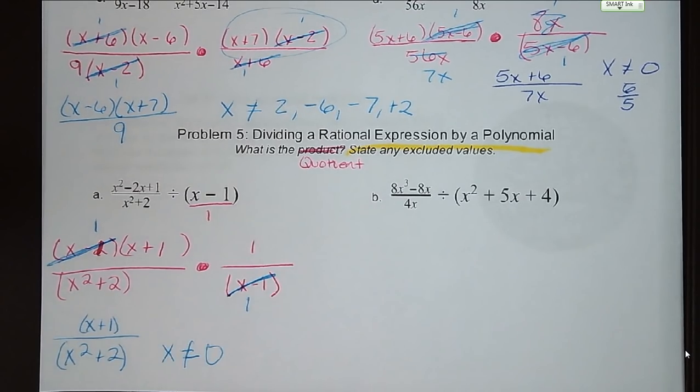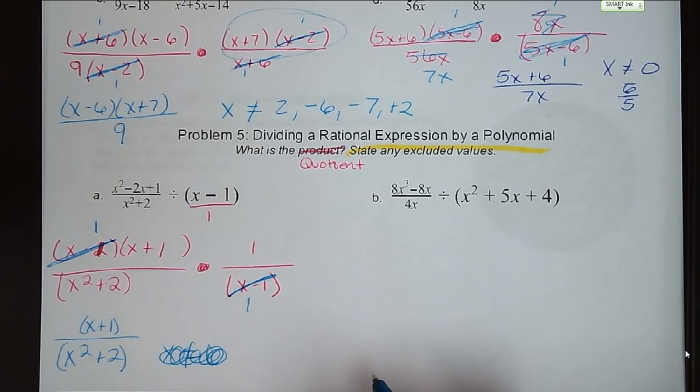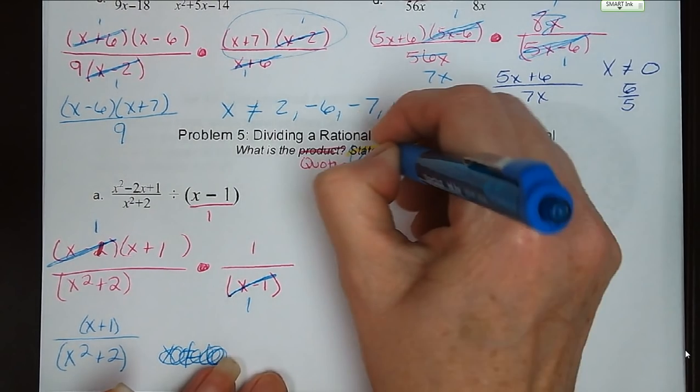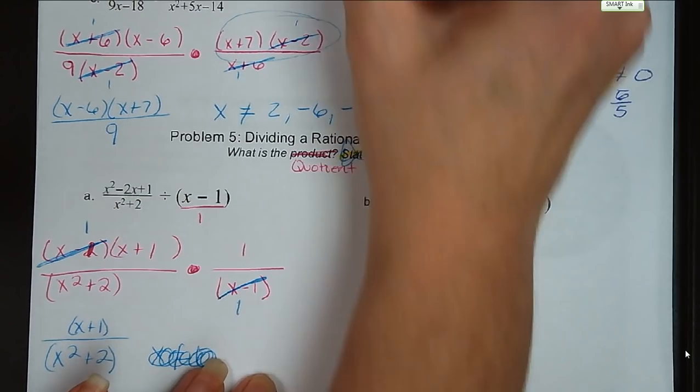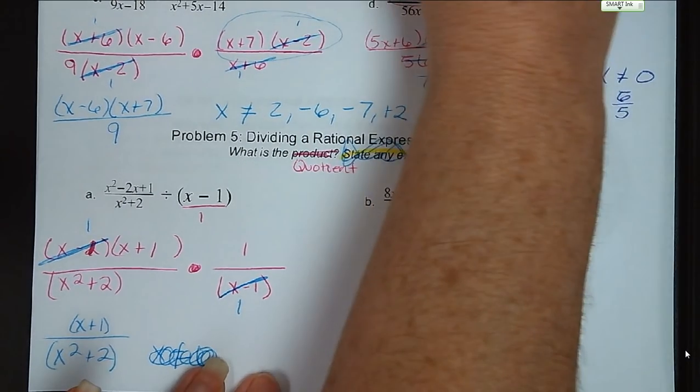Excluded value would be 0. No, not 0. Oh, it would be plus or minus the square root of 2 and 1. You guys do not need to state excluded values for these, because they get messy, like I said. All right.